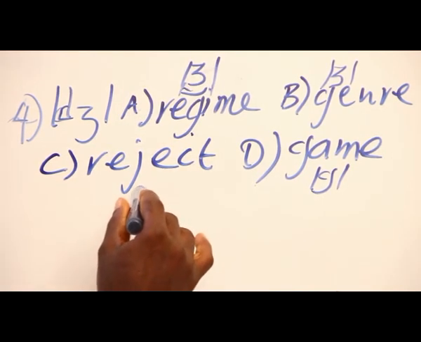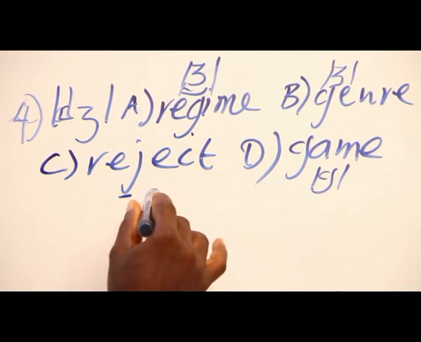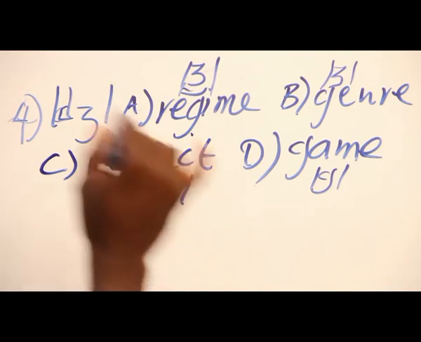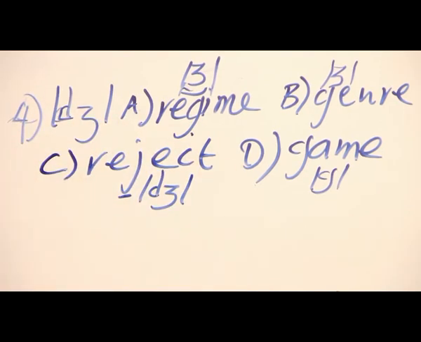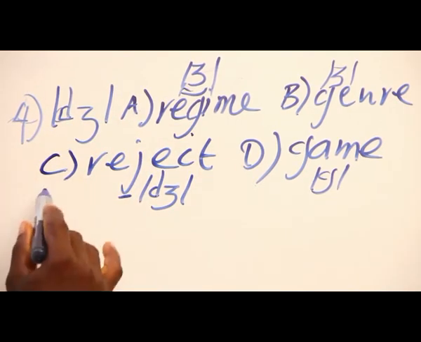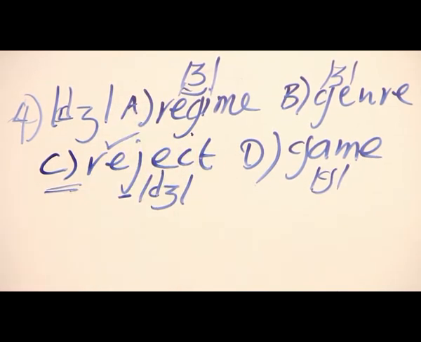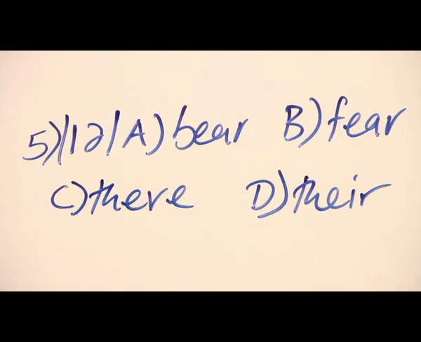Option C, the J we have here actually gives us the voiced post-alveolar affricate. So our answer is option C. Now let's take question number 5. Question number 5 is a diphthong.